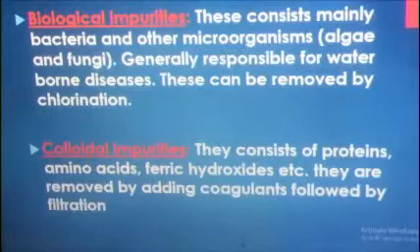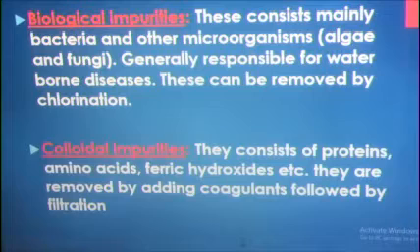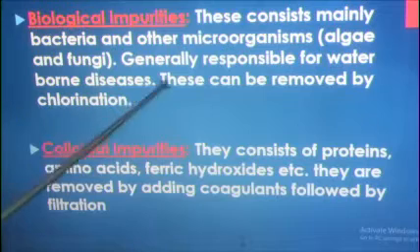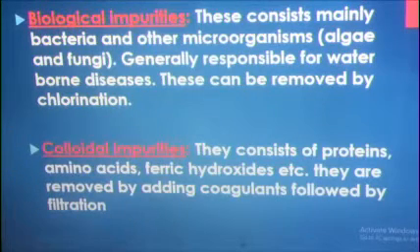Now, next is the biological impurities present in water. These consist of mainly bacteria and other microorganisms. Other microorganisms means algae, fungi, etc. So biological impurities include algae, fungi, virus, bacteria, protozoa, all organisms which are responsible for waterborne diseases, and they can be removed by chlorination.